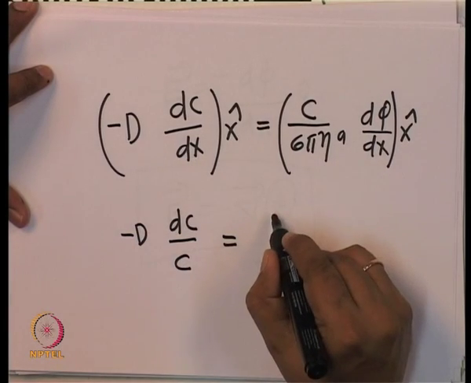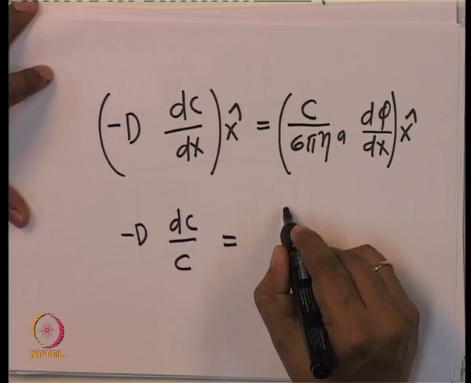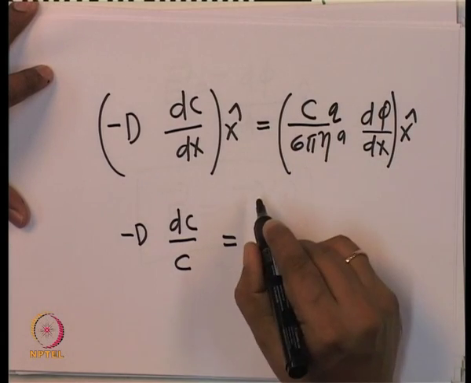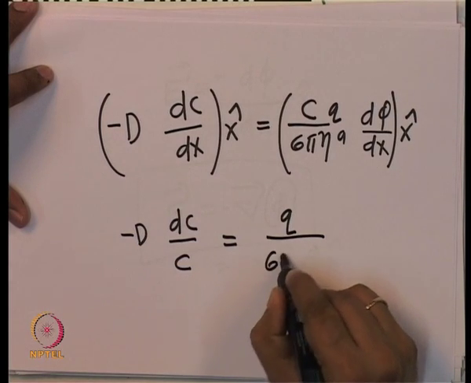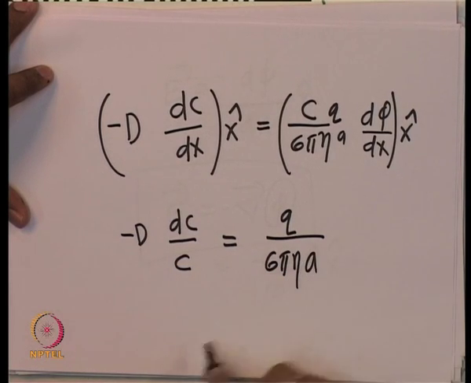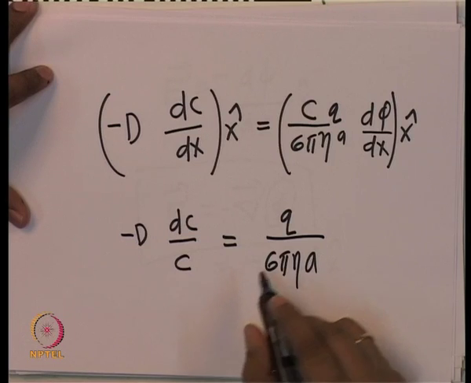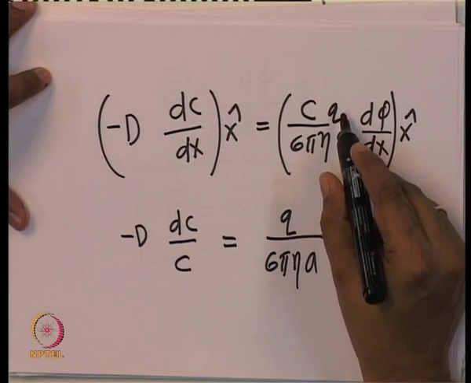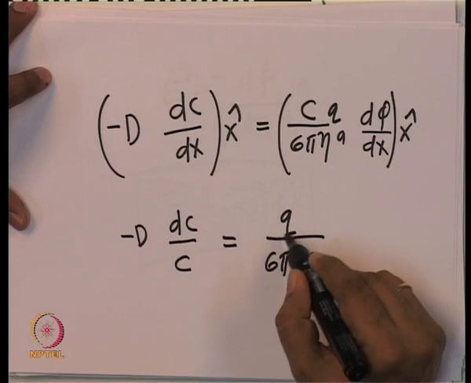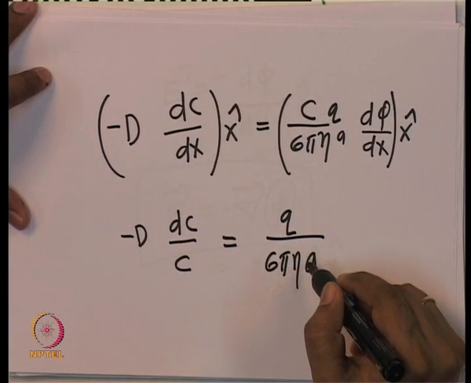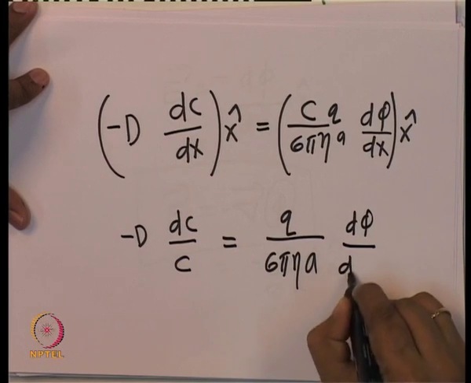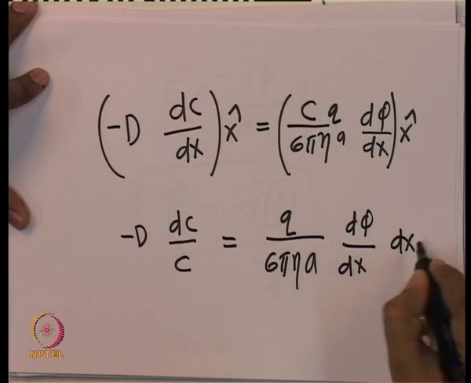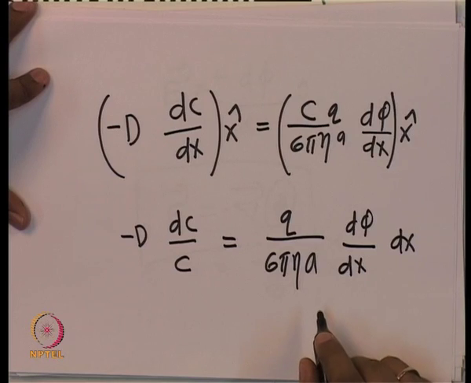there is a q here. So, q by 6 pi eta a. So, there is a typo, there is a q here. So, this is the correct one: q by 6 pi eta a into d phi by dx times dx. So, this is the equation.